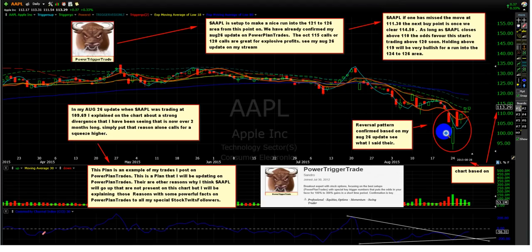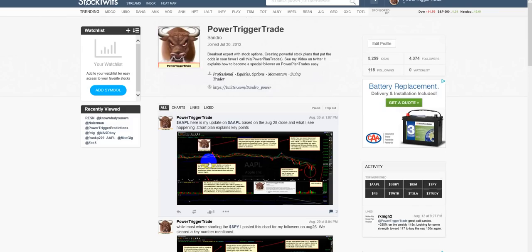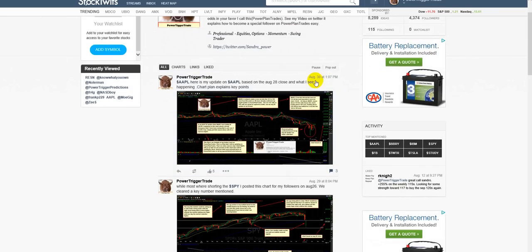Apple favors higher prices, and it's been confirming. It has the divergence. There you have it. So I wanted to tie that up together. Power trigger trade here. I'm going to be posting some great plans that will kind of prove my Apple thesis here as well, and how well they confirm with the market.